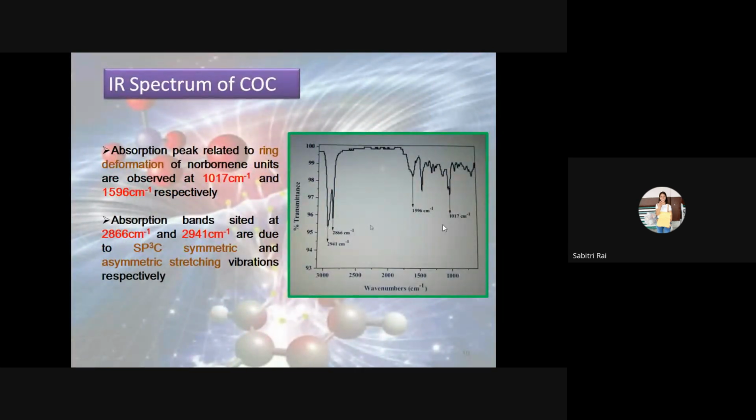Next one. This is the IR spectrum of the COC. What we observe from this spectrum is that we have an absorption peak at 1017 centimeter inverse, which is due to the ring deformation of the Norbornene units, and Norbornene units are contained in the COC polymers. And we have a peak at 1596 centimeter inverse. This is also due to the ring deformation of Norbornene units. And we have the absorption peaks at 2866 centimeter inverse and 2941 centimeter inverse. This is due to the sp3 hybridized carbon symmetric stretching vibration and the asymmetric stretching vibration respectively.